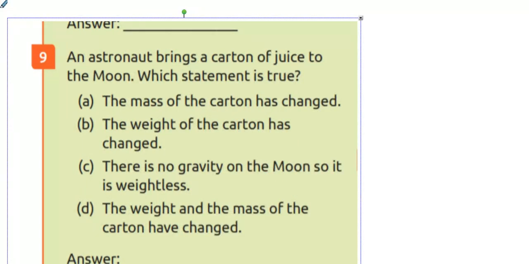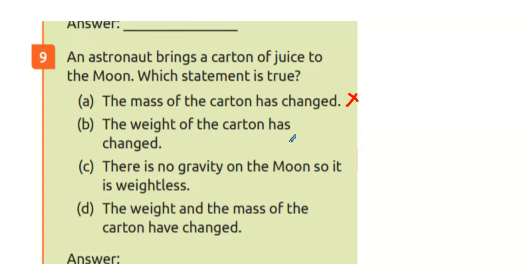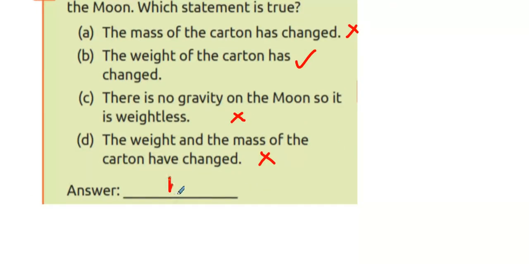An astronaut brings a carton of juice to the moon. Which of the statements is true? The mass of the carton has changed. That's false. The weight of the carton has changed. That's true. The weight has changed because it's on a different planet. There's no gravity on the moon, so it is weightless. False. There is gravity on the moon. The weight and the mass of the carton have changed. No, the weight has changed, but the mass hasn't, so that's wrong. So it's only B that is true.